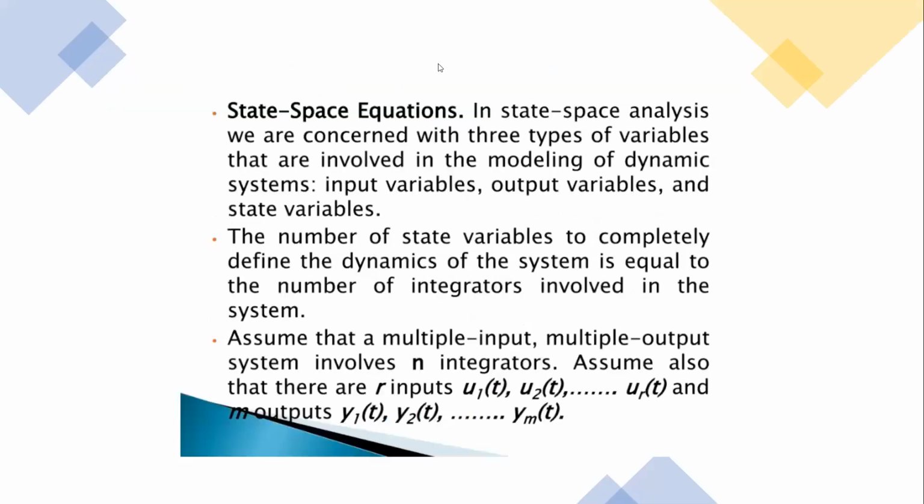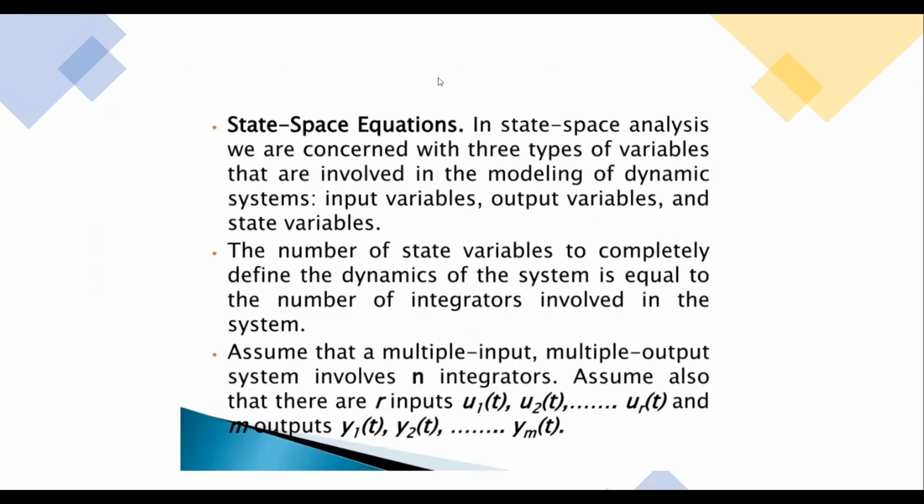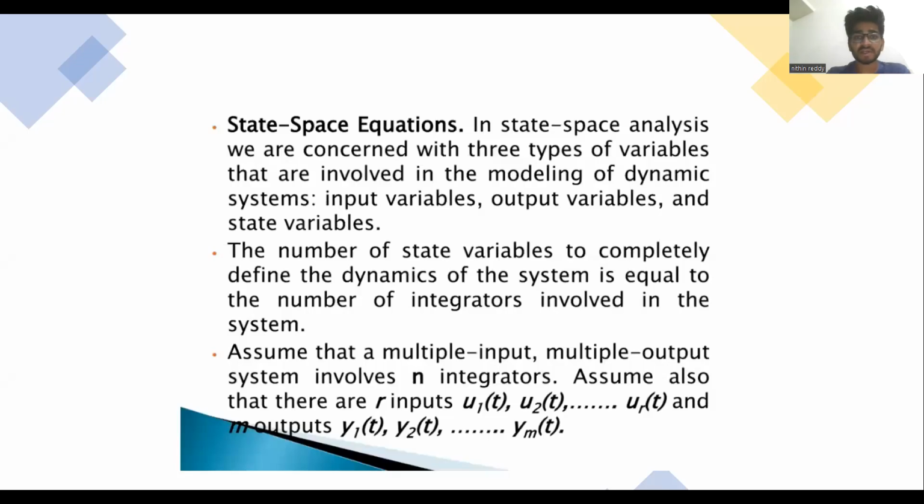State space equations. In state space equations analysis, we are concerned with three types of variables that are involved in the modeling of dynamic systems: input variables, output variables, and state variables. The number of state variables to completely define the dynamics of a system is equal to the number of integrators involved in the system. Assume that a multiple input, multiple output system involves n integrators.